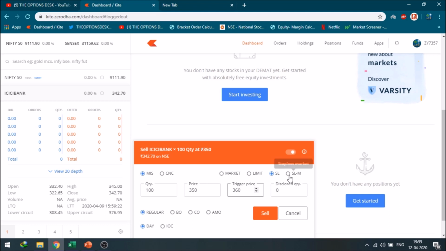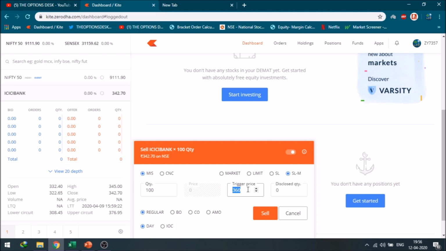Now SLM, I've already told you SLM has a 100% chance of getting executed. So I want a trigger price at 360. Let's assume very good news comes in for ICICI Bank and the stock shoots up. The chances are that my SL order would not get executed, because I have given a fixed limit price for that order. On the other hand, SLM is the trigger price, where I want my order to get executed whatever happens. So if ICICI Bank starts to jump from 340 directly to 380, once my SLM trigger at 360 is hit, the order will automatically get sent to sell.